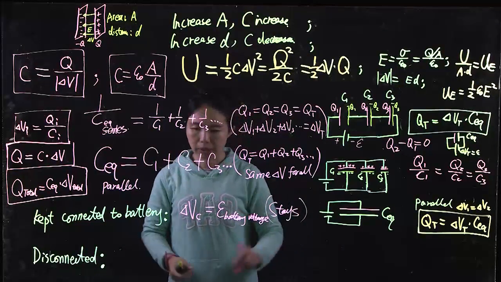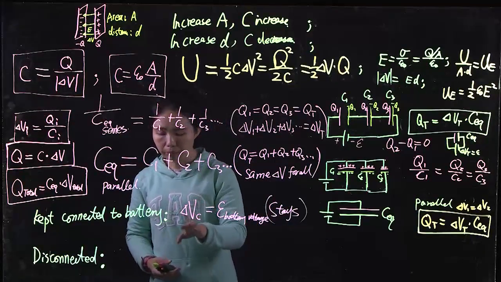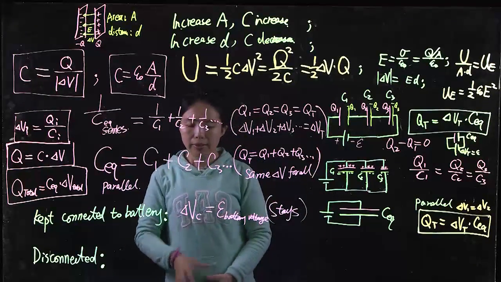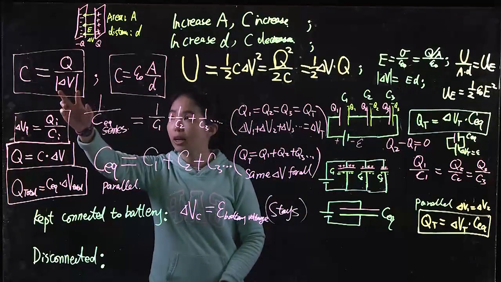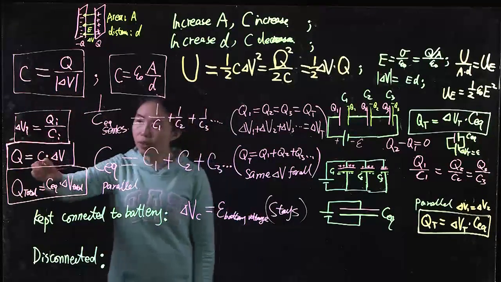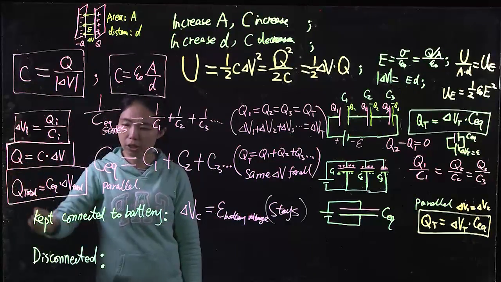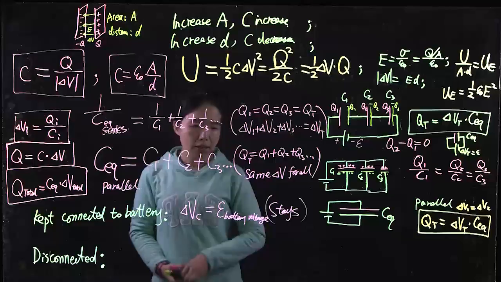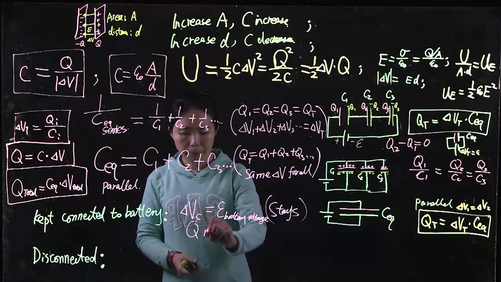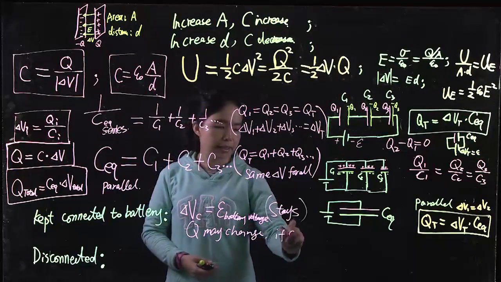And this stays, no change. That's important when you are dealing with any problem which says that the system is connected to the battery. Then the voltage does not change. If your voltage does not change and you increase your C, you're going to have more charge. You decrease your C, you're going to have less charge. When it is kept connected to the battery, the voltage stays unchanged, and the Q may change if C is changed.